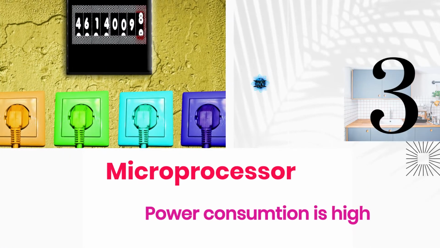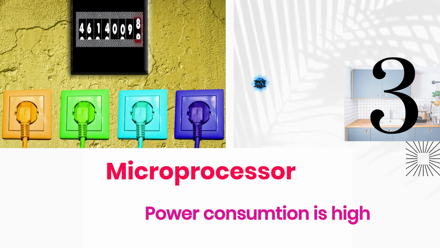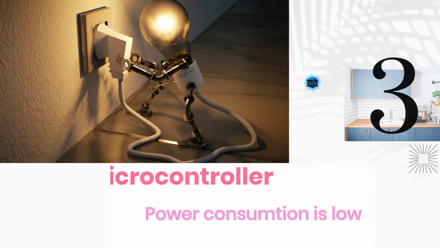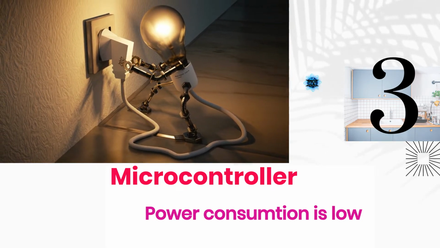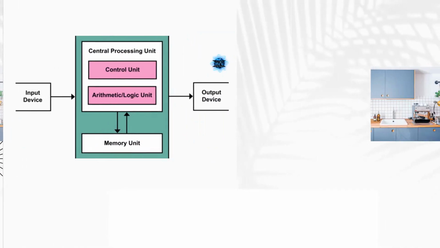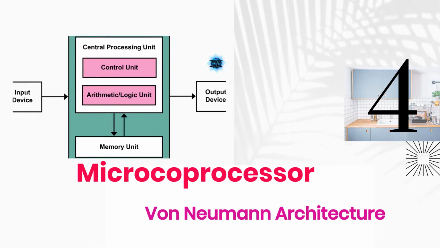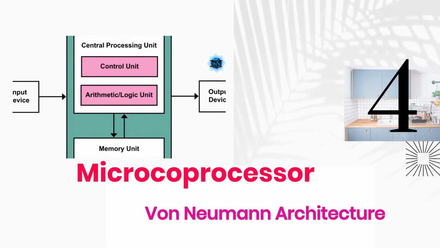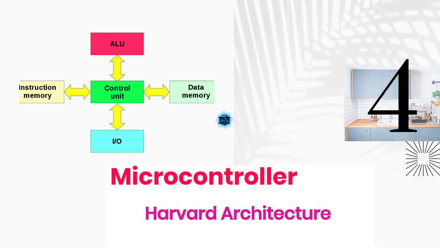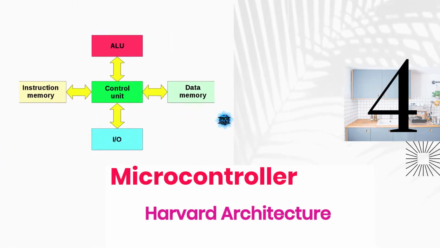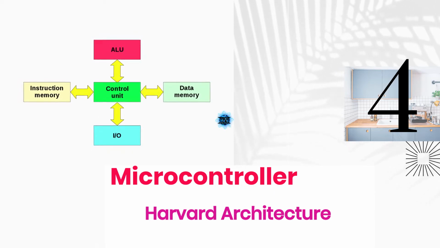In microprocessor, due to external components, the total power consumption is high. In microcontroller, as external components are low, total power consumption is less. Microprocessor is based on the von Neumann model, where program and data are stored in the same memory module. Microcontroller is based on Harvard architecture, where program memory and data memory are separate.